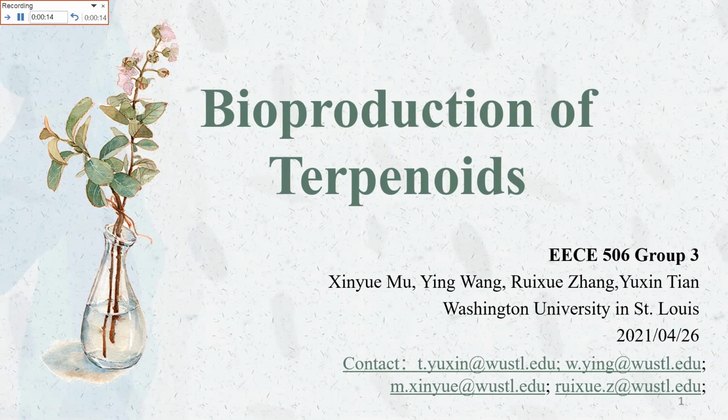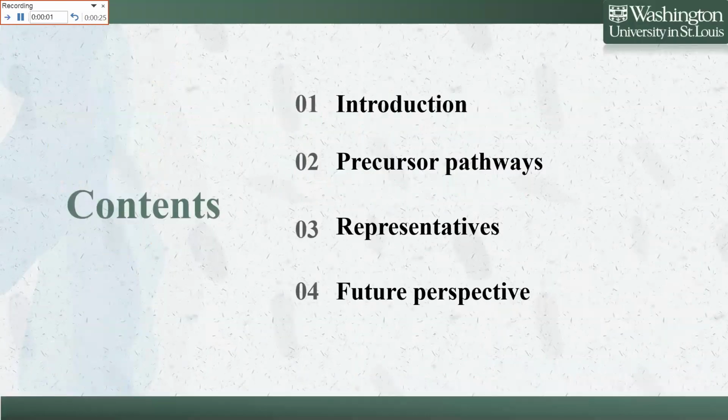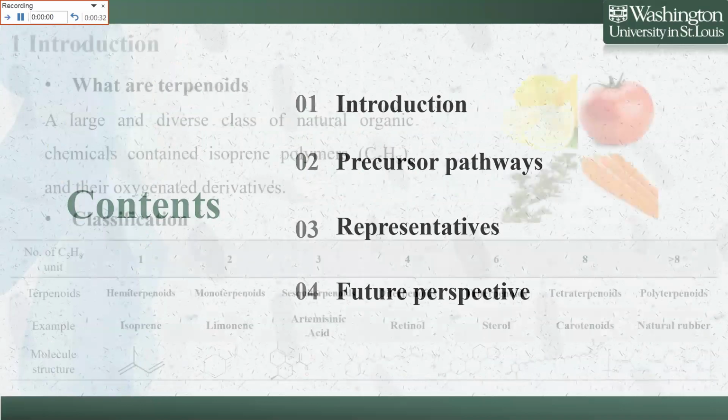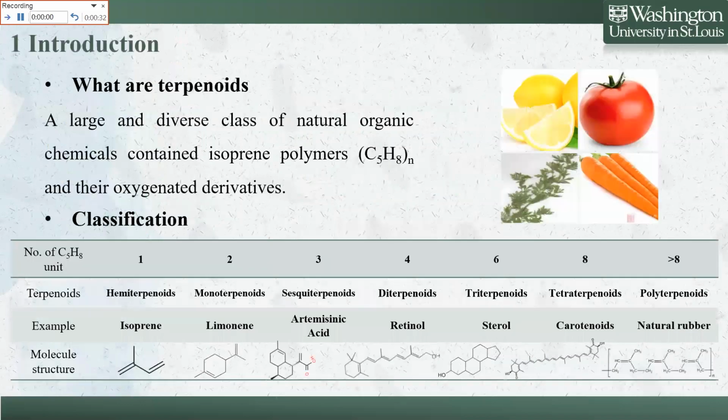Hello, everyone. Today we're going to give a short lecture on the bioproduction of terpenoids. The content of this lecture includes 4 parts, which are introduction, precursor pathways, representatives, and future perspectives. First, let's have a look at what terpenoids are.